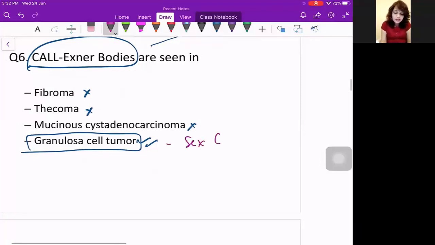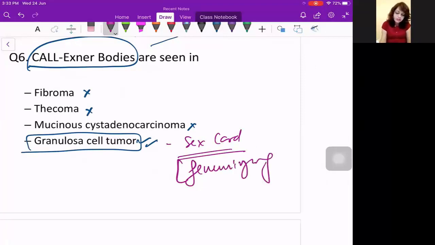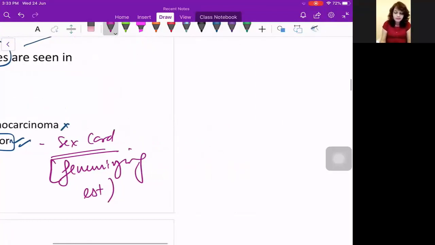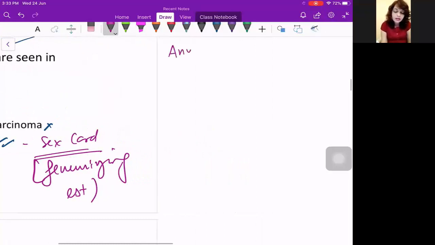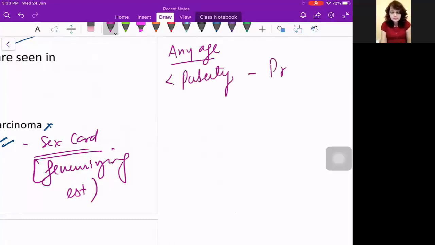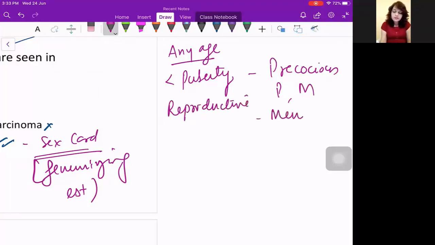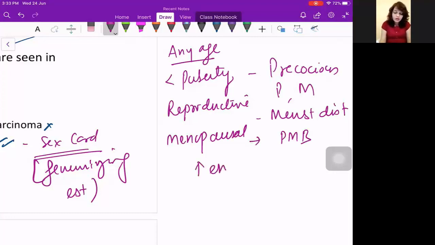Granulosa cell tumor is a sex cord ovarian tumor and it is feminizing in nature. Feminizing means it is estrogen secreting in nature. Granulosa cell tumor can occur at any age group. When it occurs before puberty, it causes precocious puberty, precocious menstruation. When it occurs in the reproductive age group, it will cause menstrual disturbance. When it occurs in the menopausal age group, it causes postmenopausal bleeding. And the lady will be at risk of endometrial and breast cancer.